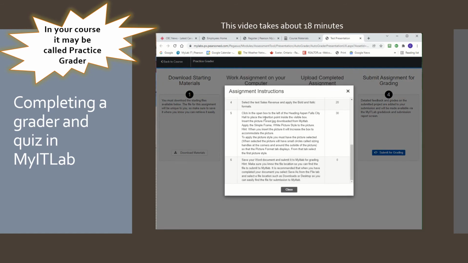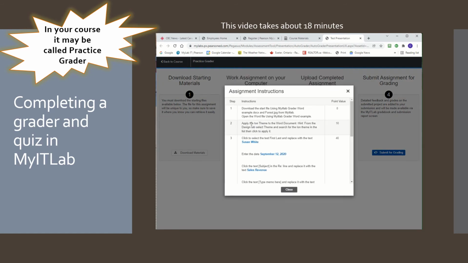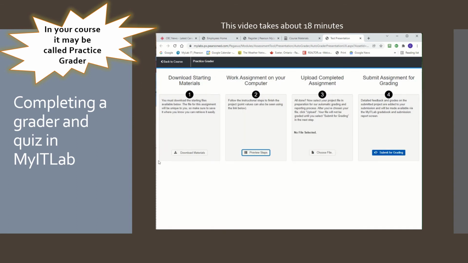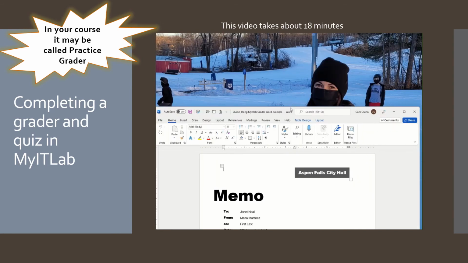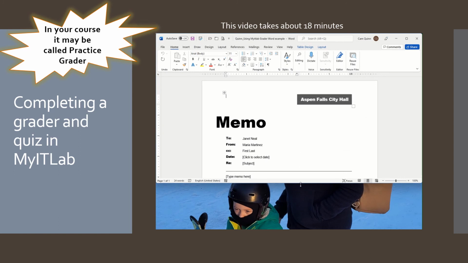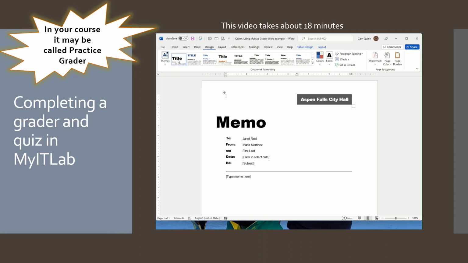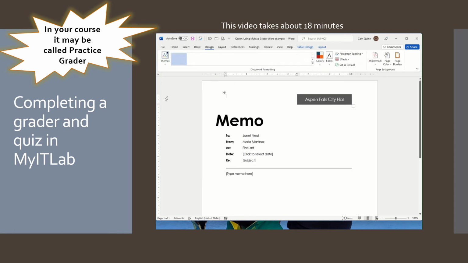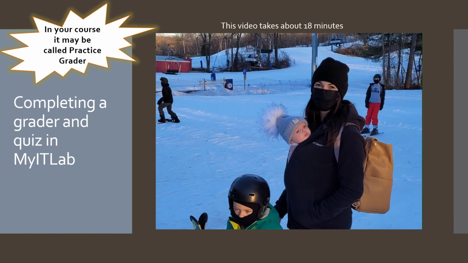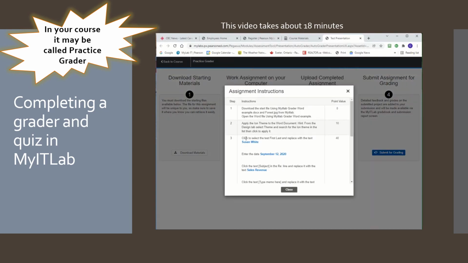Okay, so step number 2, apply the Ion theme. Okay, so I'm going to do that. This is a little bit ungainly, but okay, so I'm going to apply the Ion theme. So I'm going to go to Design, Themes, Ion. Okay, so the next step is click to set. So I'm going to type Susan White, September 12th, 2020, sales revenue.